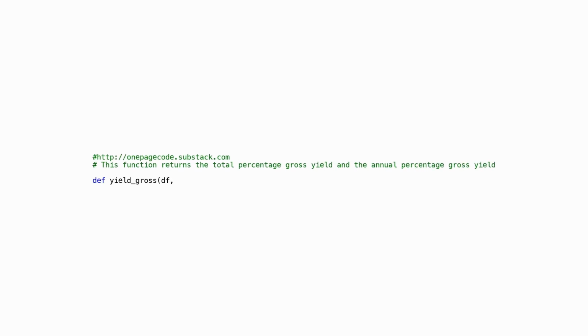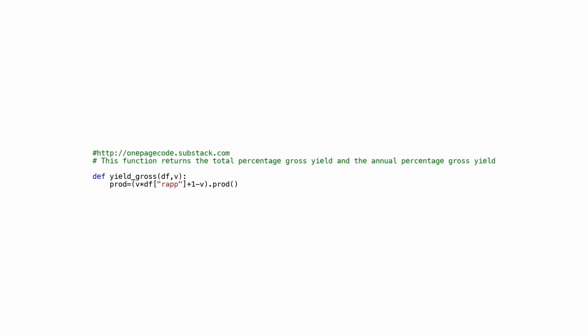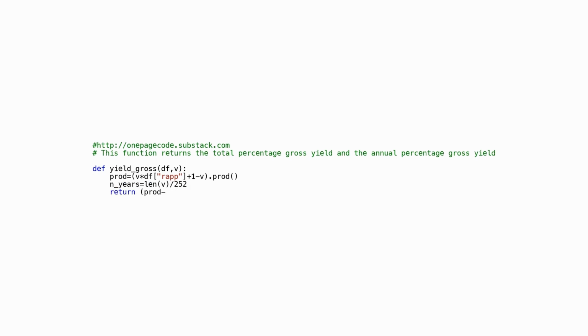Based on the input data and parameters, this function calculates the gross yield percentage and the annual yield percentage. The calculation of gross yield is based on the input data frame and a specified parameter v, and the output is converted to percentages. Afterwards, the function returns a pair containing the total and annual gross yields.